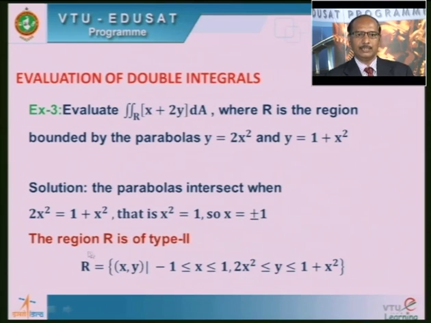So the region R is of type 2 here. Why is it type 2? The x limits are constants, minus 1 to plus 1, and the y limits are functions of x, which are 2x square, that is one parabola, and 1 plus x square, which is another parabola.